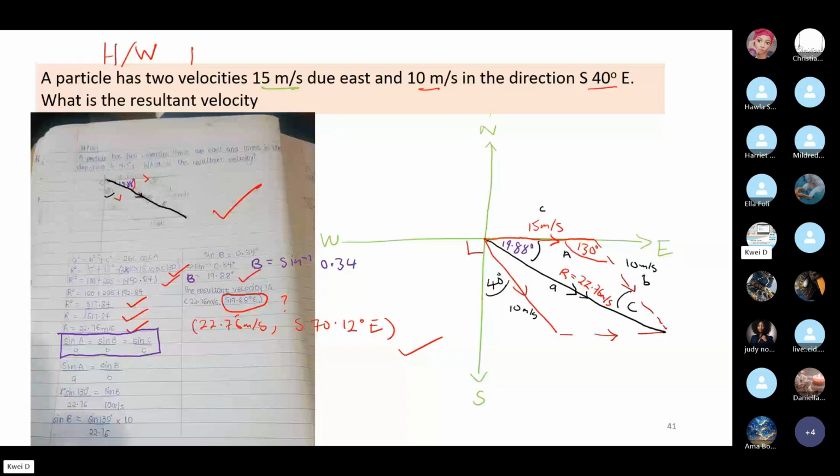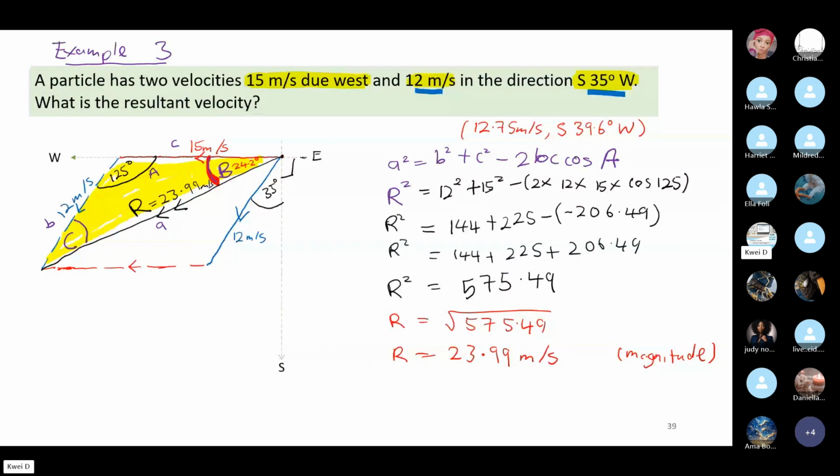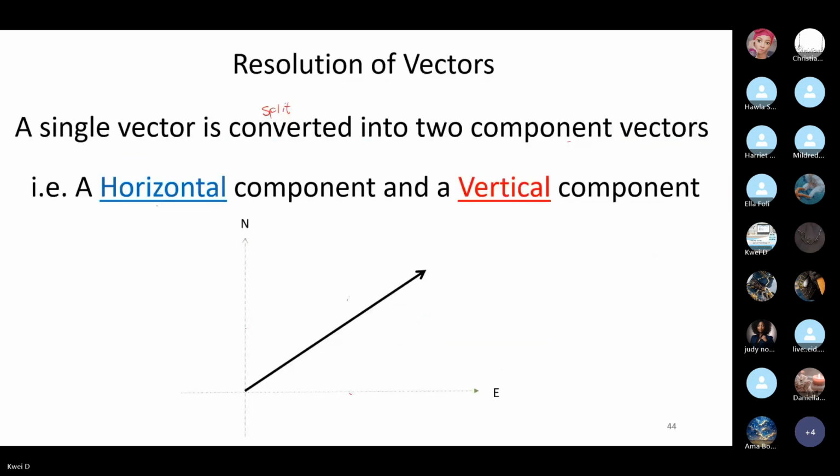So today I mentioned to you that we'll be looking at resolution of vectors. What exactly do we mean by resolution of vectors, or resolving the vector? It is when a single vector is converted into two component vectors, or split into two component vectors, that is, into the horizontal component and the vertical component.